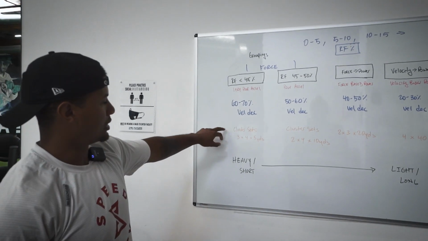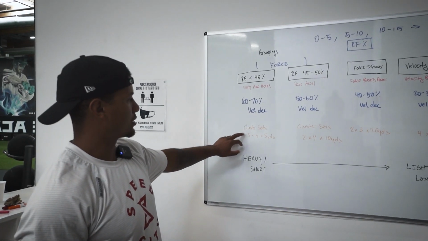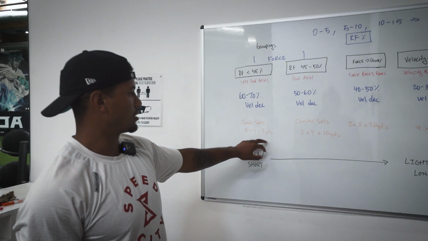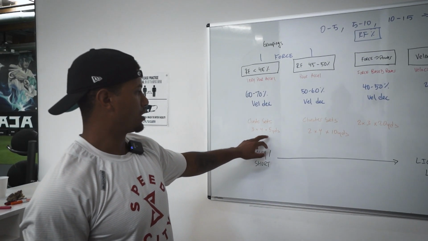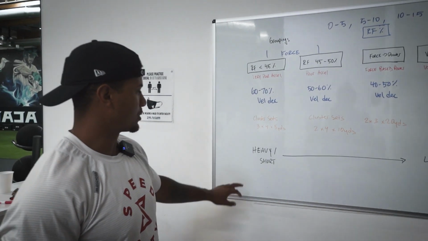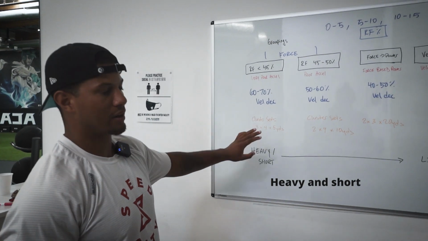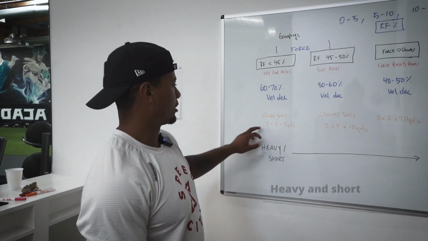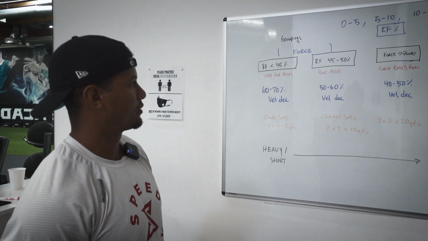We look at doing this in short cluster sets. So 3 times 4 times 5 yards. One set would be 4 times 5 yards, and we do that 3 times. So it's heavy and it's short. We're hitting a high velocity very early, right? So the highest velocity we'll reach will probably be within 5 yards.